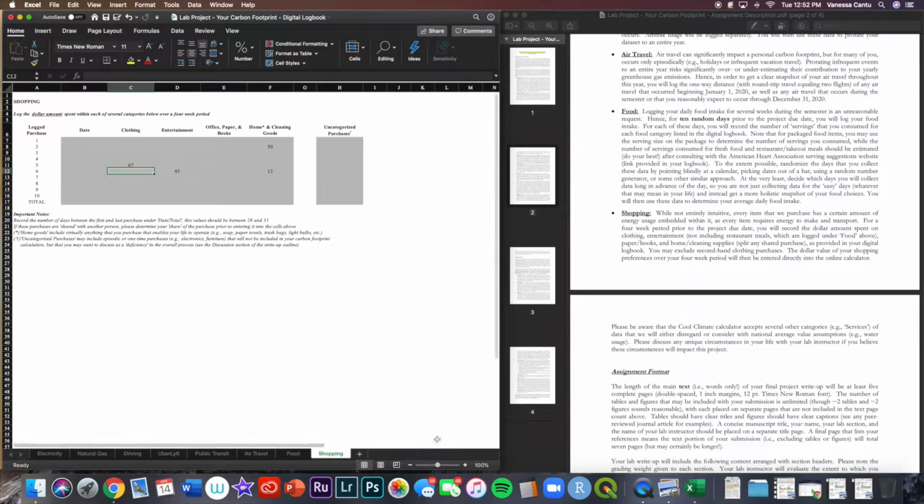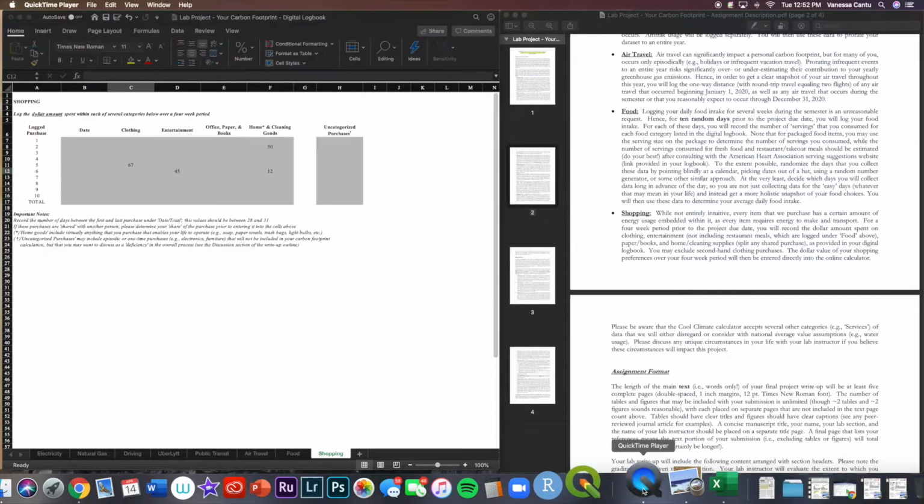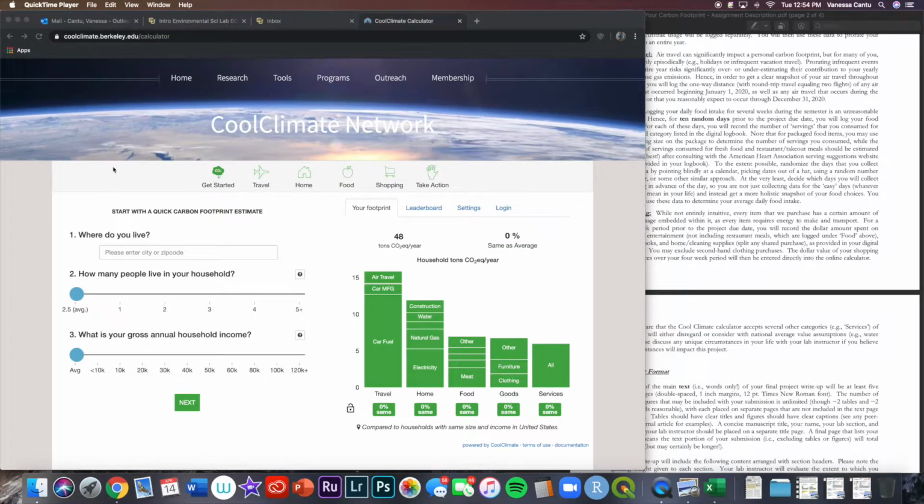Okay, so now we're going to go through the Cool Climate Calculator. That will be a separate video. That way I don't take up too much space here. So the last part is the Cool Climate Calculator. So here's a website here, coolclimate.berkeley.edu/calculator. So I'm just going to briefly go over what to expect when you're filling this out.